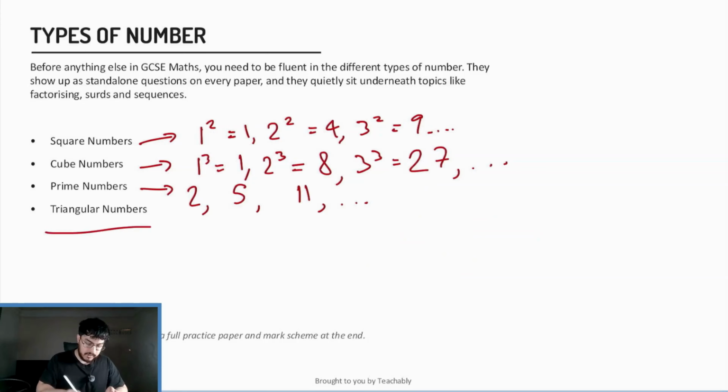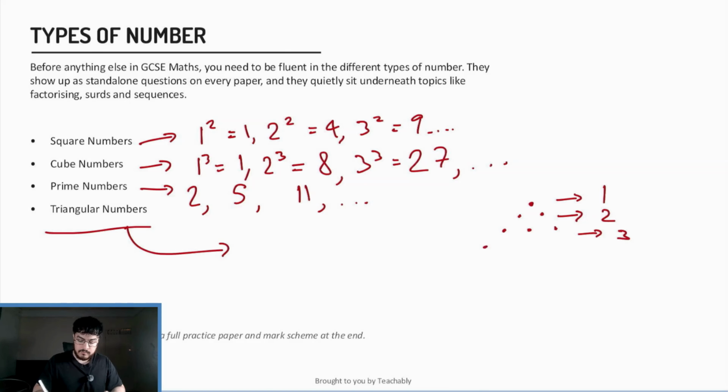And then we can look at triangular numbers. Triangular numbers are quite funny because they don't come up that often, but you still need to understand what they are. They sort of follow a pyramid. So you have 1, and then you've got 2. So the triangular numbers are 1, 2, and then you've got 3, and then you've got 4, then you've got 5. So we've got that many dots, and so the first triangular number is 1, the second triangular number is 3.